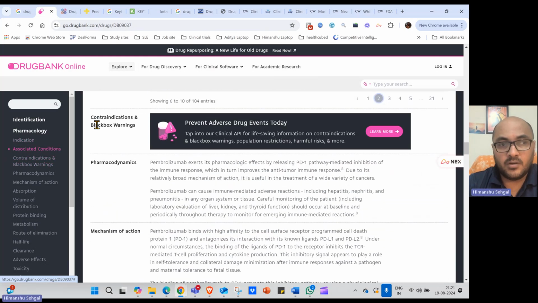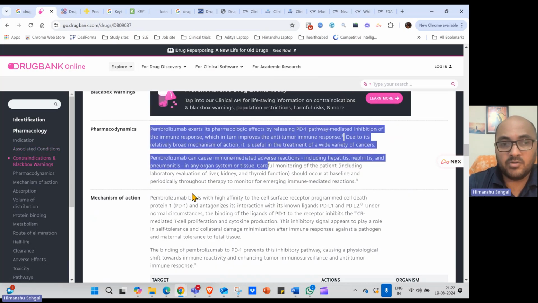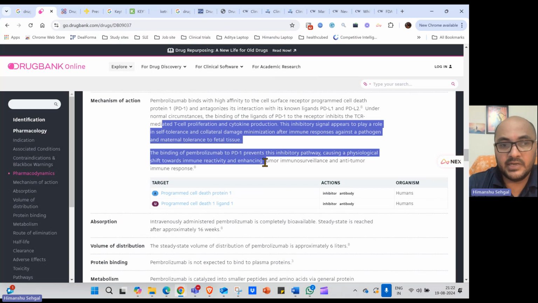Now, contraindications and black box. You can go into this and you can check out the adverse reactions, contraindications and black box. Again, black box and contraindications are also available in another source, and that source would be a highly authentic source. But yes, you can get this information from here as well. Pharmacodynamics, about the PD effects, you can read it here. About the mechanism of action, you can read it here.